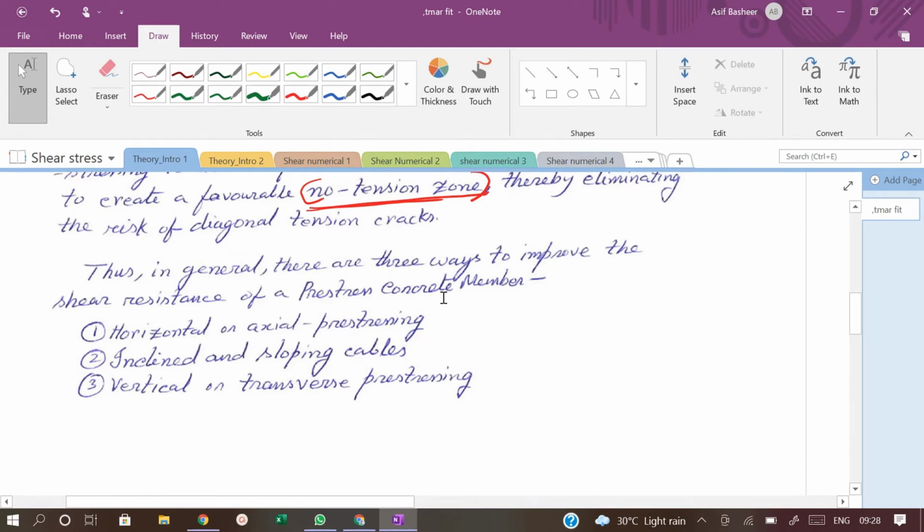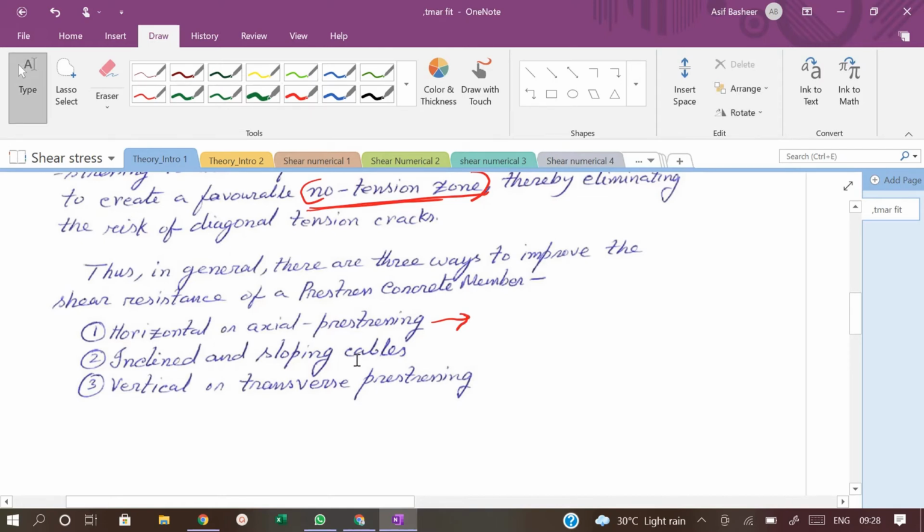അതായത് ഒരു ഷിയറിന് വന്നു കഴിഞ്ഞാൽ അതിനെ റെസിസ്റ്റ് ചെയ്യാൻ we have three different methods or 3 ways to improve the shear taking capacity of a pre-stress member. The first one, by providing horizontal or axial pre-stressing. അതായത് നമ്മുടെ നോർമൽ പ്രീസ്ട്രെസ്സിങ് ഫോഴ്സോ അല്ലെങ്കിൽ ആക്സിയൽ പ്രീസ്ട്രെസ്സിങ് ഫോഴ്സോ കൊടുത്തു കഴിഞ്ഞാൽ. രണ്ടാമത്, ബൈ ഇൻക്ലൈൻഡ് ഓർ സ്ലോപ്പിംഗ് കേബിൾസ്.